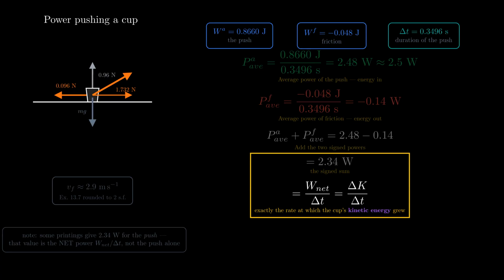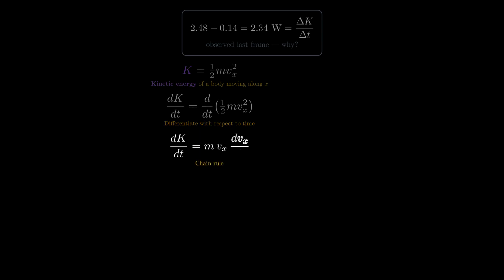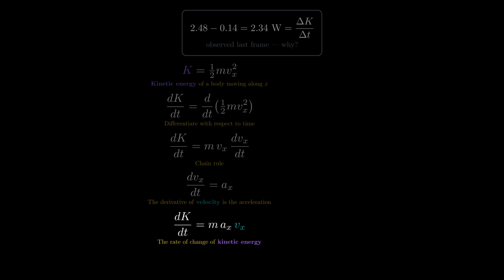Hold that thought. That closing check is a theorem. Take a body of mass m moving along the x direction. Its kinetic energy is 1/2 m v sub x squared. Differentiate with respect to time. The chain rule gives m times v sub x times dv sub x over dt. And dv sub x over dt is the acceleration. So the rate of change of kinetic energy is m times a sub x times v sub x.